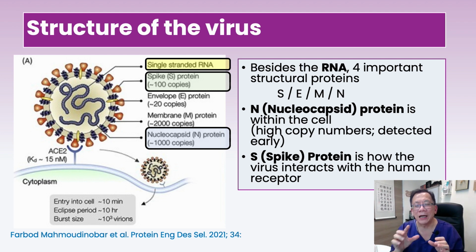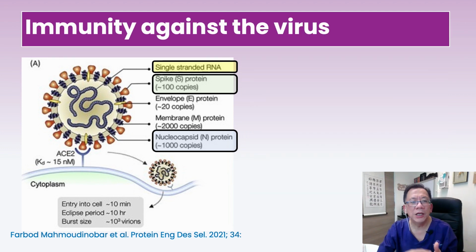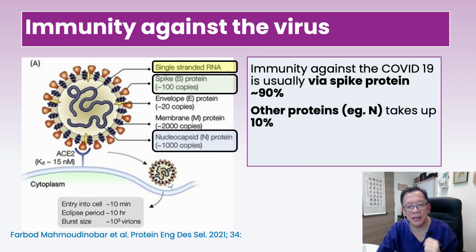Now, the spike proteins are especially important because it decides how the virus interacts with the human cell. It has to bind in with the receptor, which is incidentally the ACE2 receptor. When it binds in and interacts, then the virus can enter the human cell. If you can block this interaction, you actually block the virus altogether. The immunity against the virus will thus be preferentially against the spike protein. And indeed that's the case.